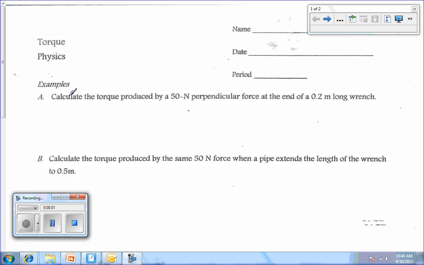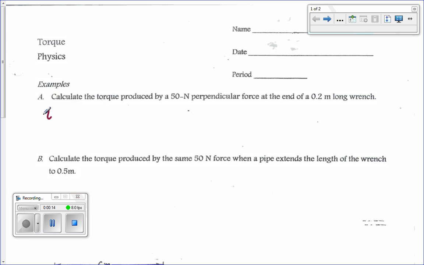Example A. Calculate the torque produced by a 50 newton perpendicular force at the end of a 0.2 meter long wrench. The formula for torque we write like this: torque is equal to perpendicular force times the distance of the lever arm. The variable that represents torque is kind of like a T.